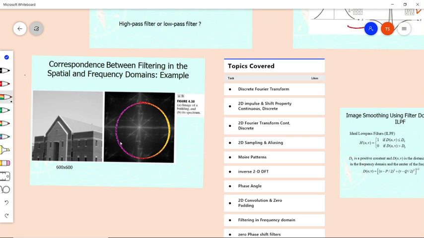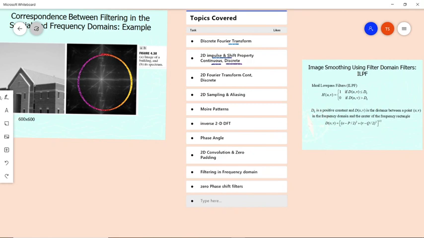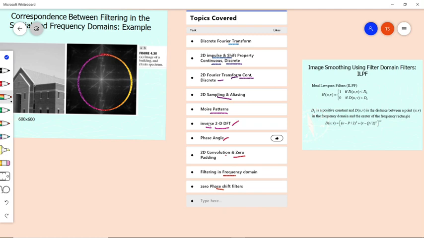Now in this board we discussed the discrete Fourier transform, 2D impulse and shift property. In continuous and discrete forms we discussed the 2D Fourier transform, and 2D sampling and analyzing moire patterns, inverse 2D DFT and 2D DFT, phase angle, 2D convolution and zero padding, filtering in the frequency domain, zero phase shift filters and non-zero phase shift filters, and the correspondence between filtering in the spatial and frequency domains. In the next board we will discuss image smoothing using filters. The ideal low pass filter we will discuss in the next board. See you in the next board.